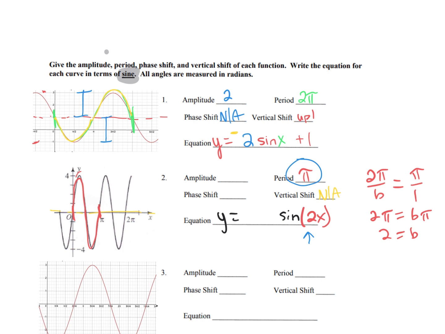Is that okay? All right, amplitude. How high up and how low are we going? 4. So we know we need a 4. Do we have a phase shift? No. But is it negative right now? We're starting at midline, going up and then down. So it's positive. So y is equal to 4 sine of 2x.